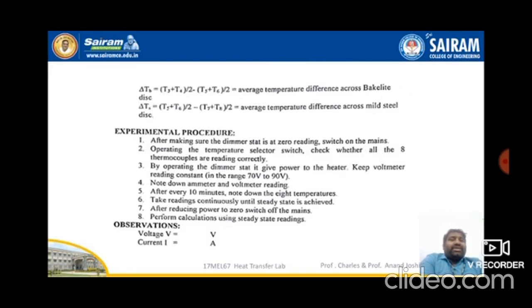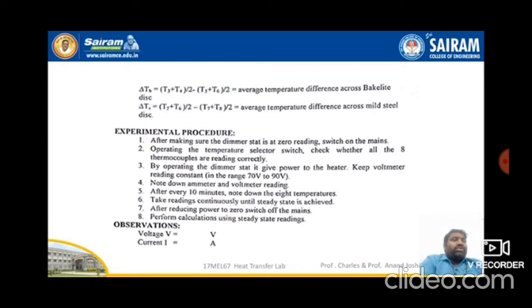In a similar way, for every pair of temperatures they take the mean temperature and find the average temperature difference. The procedure of the experiment: first, make sure the thermostat is at the 0 reading and switch on the mains. The thermostat should be in the 0 position before you switch on; take care of this. Second, operate the temperature selector switch and check whether all 8 thermocouples are reading correctly.